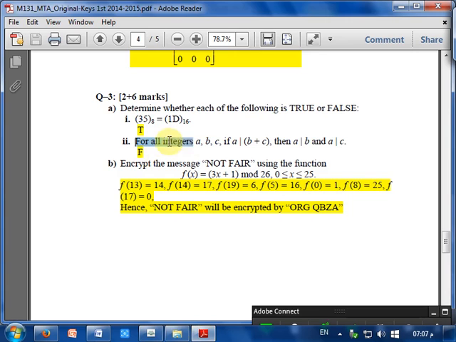For all, it says for all integers. If they say there exists an integer, then you check only for a particular number.